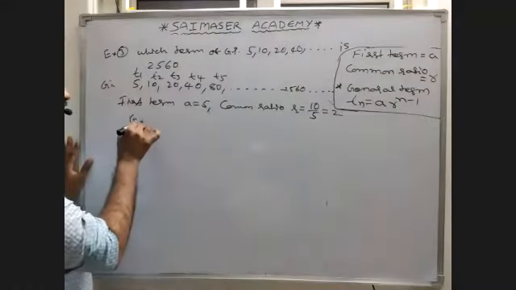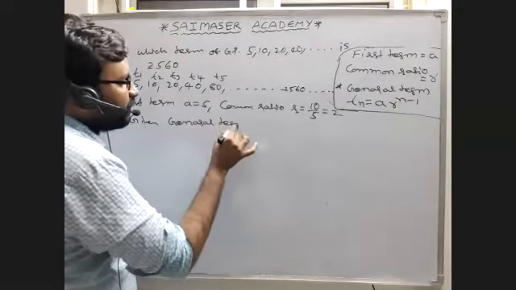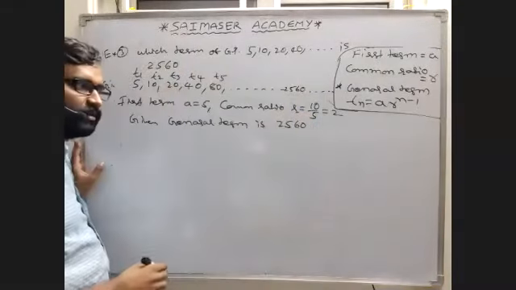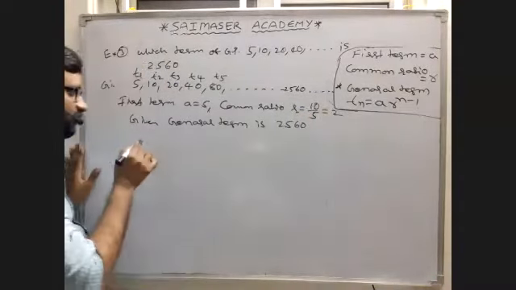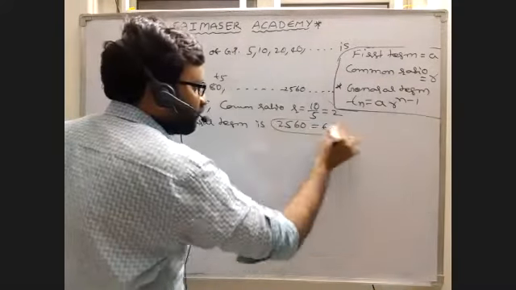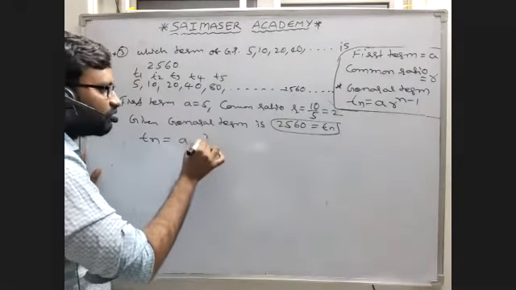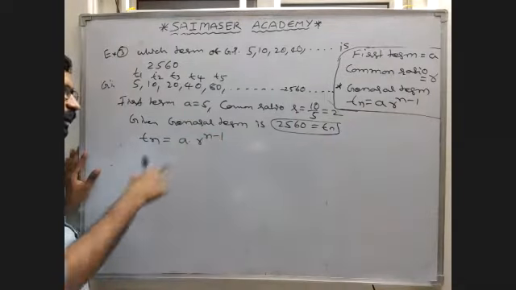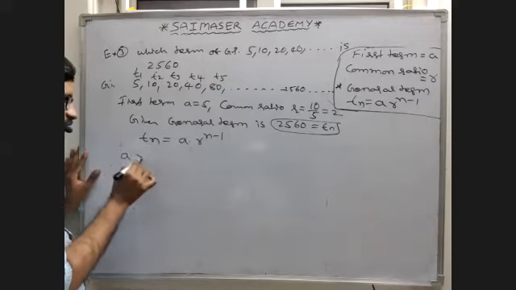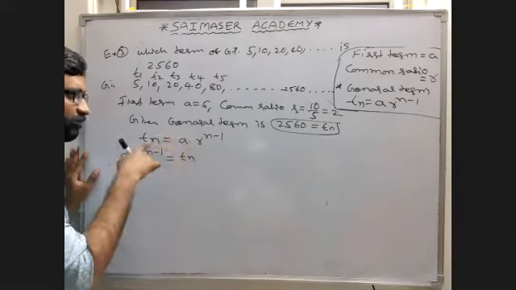So, given 2560, this is the general term Tn. I mean, the general term. Tn is equal to the formula A into R power n minus 1. So here I am writing A R power n minus 1 this side and Tn that side. That is, A into R power n minus 1 is equal to Tn, the general term. You can write this equal to this or this equal to this.